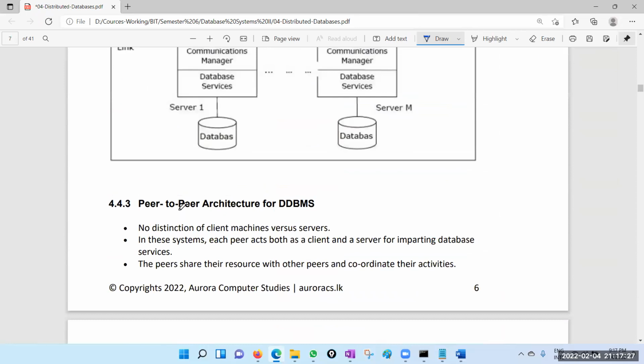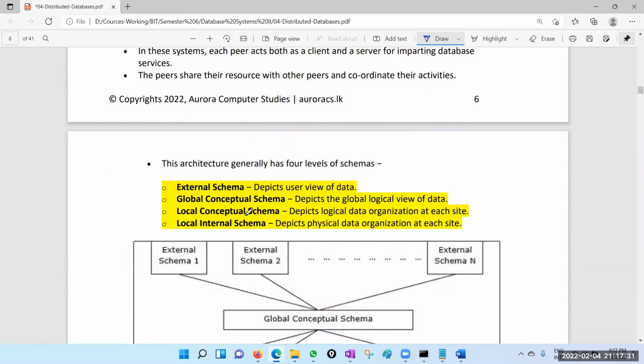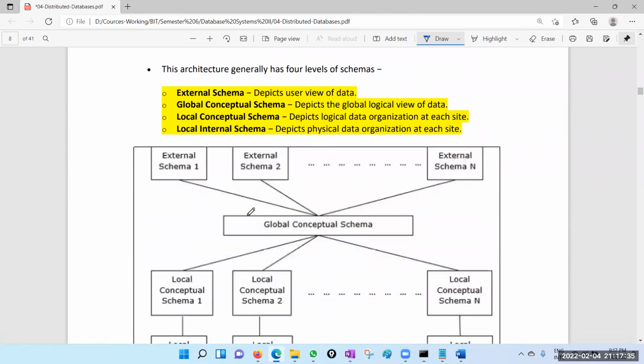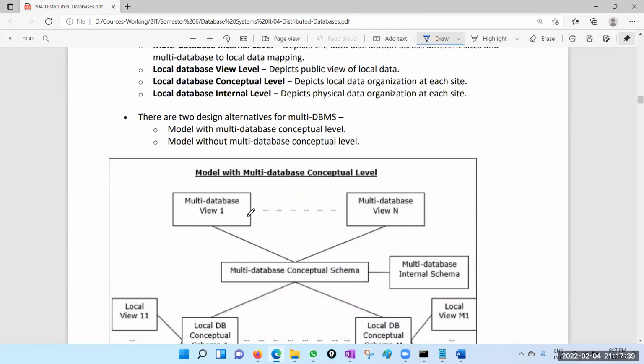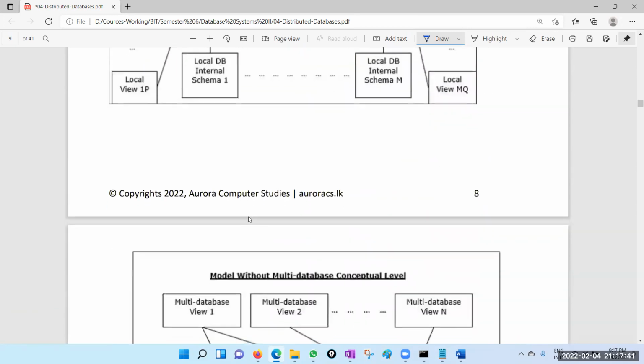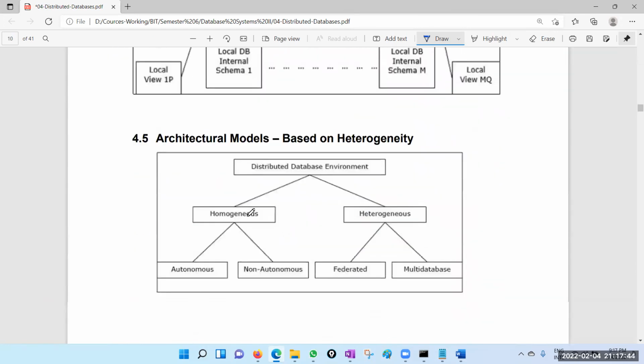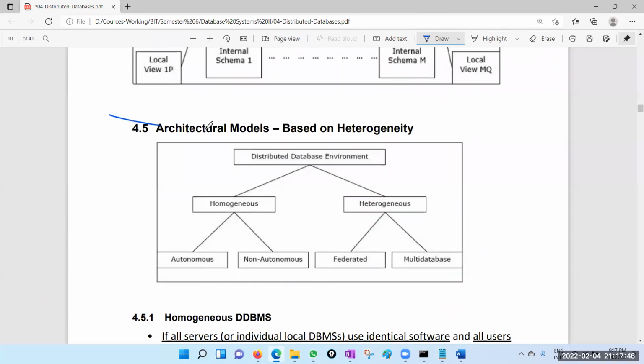So this is actually peer-to-peer architecture. So this is not something we go into details. Okay. So we are more interested about the general architecture. Okay, general architecture. Let's get back to the general architecture first. Right. So this one I already explained.